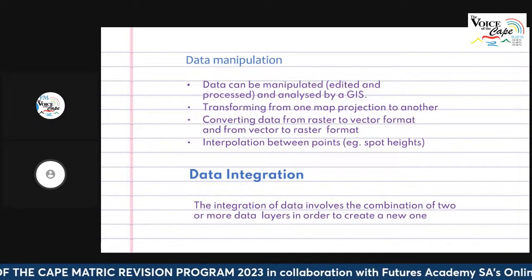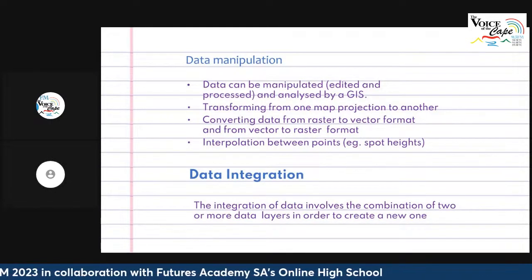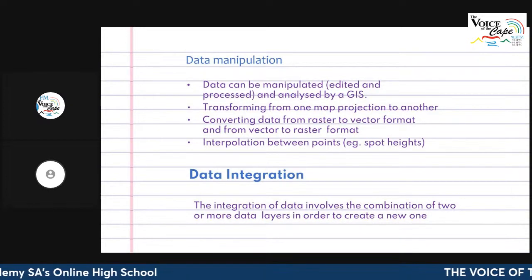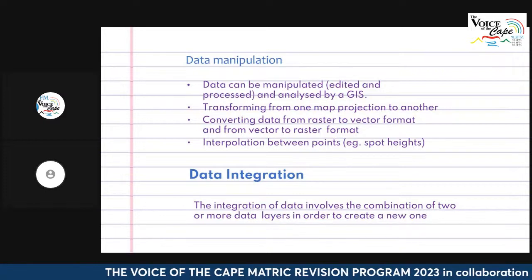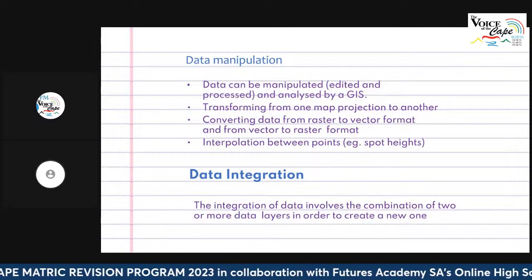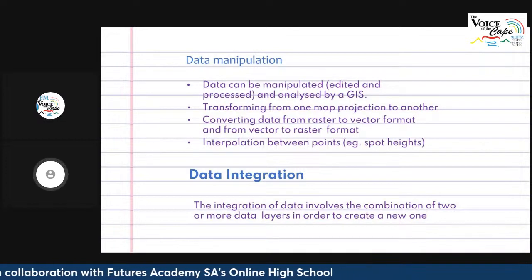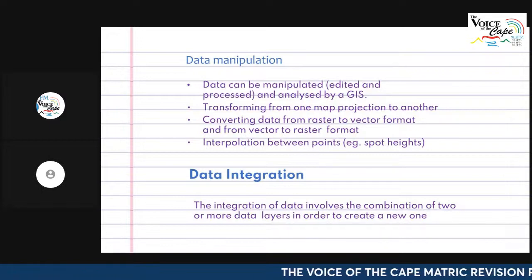Or we can interpolate between different spot heights. It means that we can figure out what's going on between one area and another and create those spot heights by giving it a number. Data integration, this is where we take different layers and put them together in order to create a new one. So manipulation is changing, and integration means pushing it together or combining it.